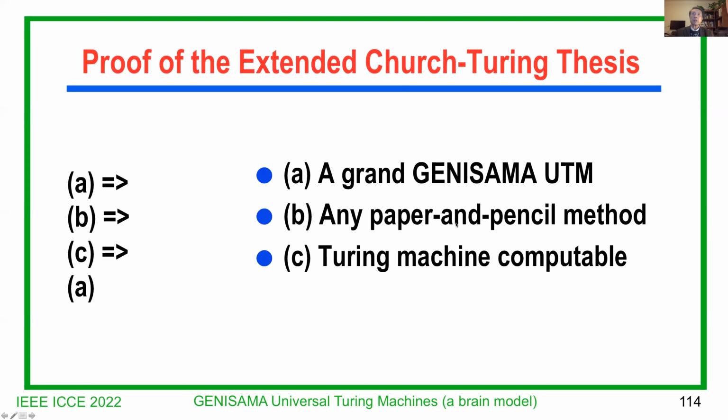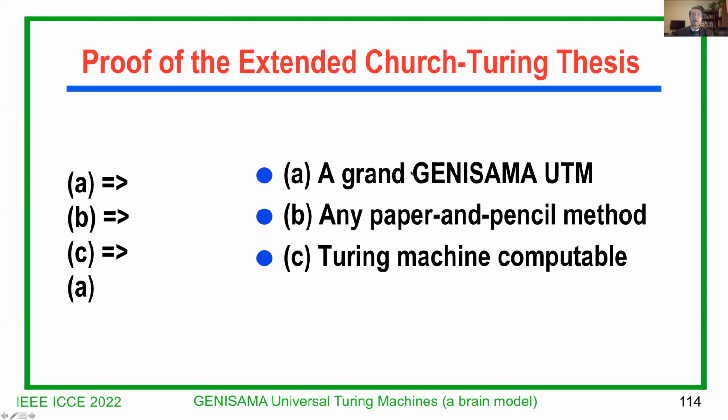And this one is intuitively defined by the classical definition of a paper and pencil method, because it has to do with humans. We need to have a model. So for A, we have a model, which is the grand GENISAMA Turing machine. It is an extension of the paper and pencil method.